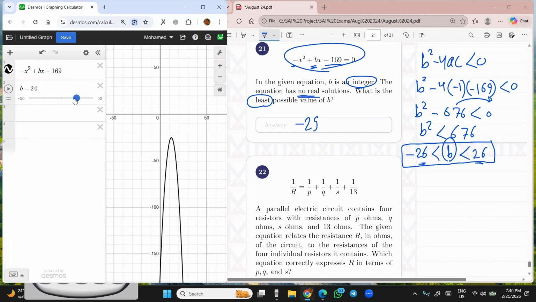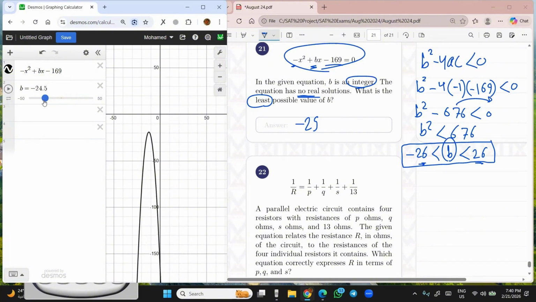If you move like this, 24 is okay, 23, and so on, until we reach this. Look, it comes again on the other side and moves up again to come closer to the x-axis. We do not need to touch the x-axis. So negative 26 is not a correct answer. So we just move one step to the right and stop at negative 25, which is the least number to get as a value of b.